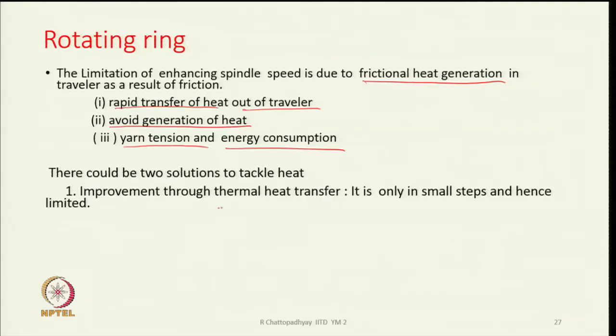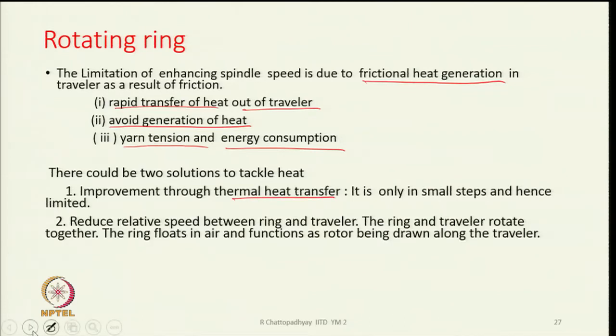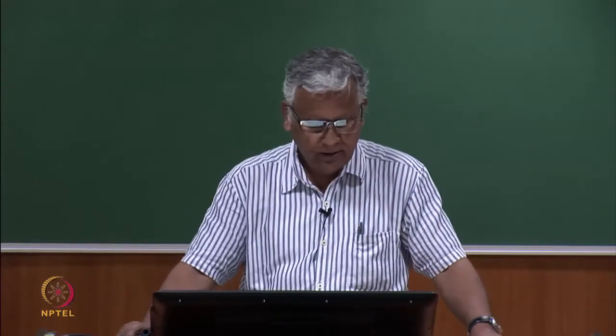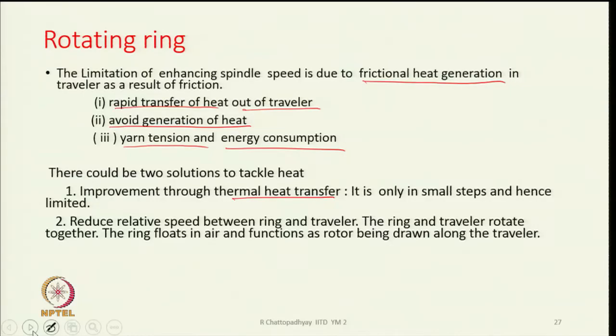One is improvement through thermal heat transfer. It is only in small steps and hence limited, because the contact area between ring and traveler is so small that too much heat transfer is not expected. So, improvement there is very, very limited. Or, what we can do to reduce the generation of heat is reduce the relative speed between ring and traveler.